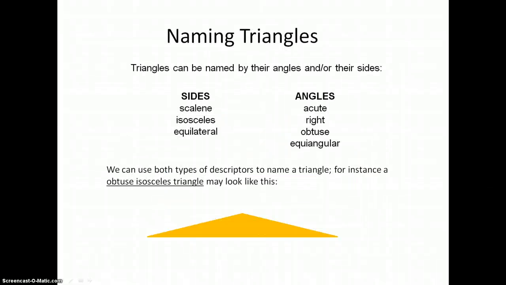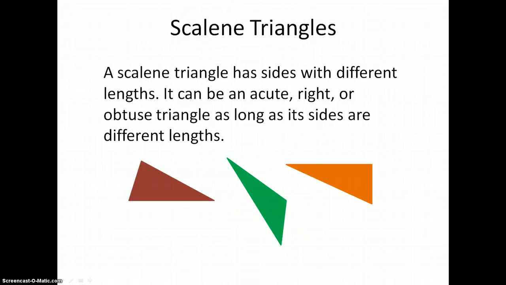Triangles. Naming triangles. We can name triangles according to their angles or their sides. We might name a triangle according to its sides as a scalene triangle, an isosceles triangle, or an equilateral triangle. We may call it something compared to its angles: an acute triangle, right triangle, obtuse triangle, or equiangular triangle. We can even mix and match one word from sides and one word from angle to show something like this: obtuse isosceles triangle.